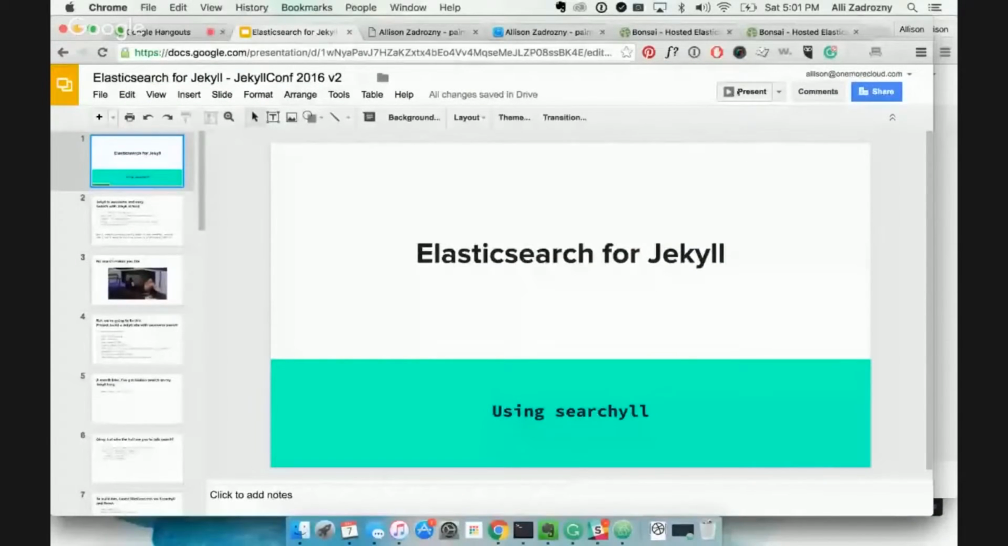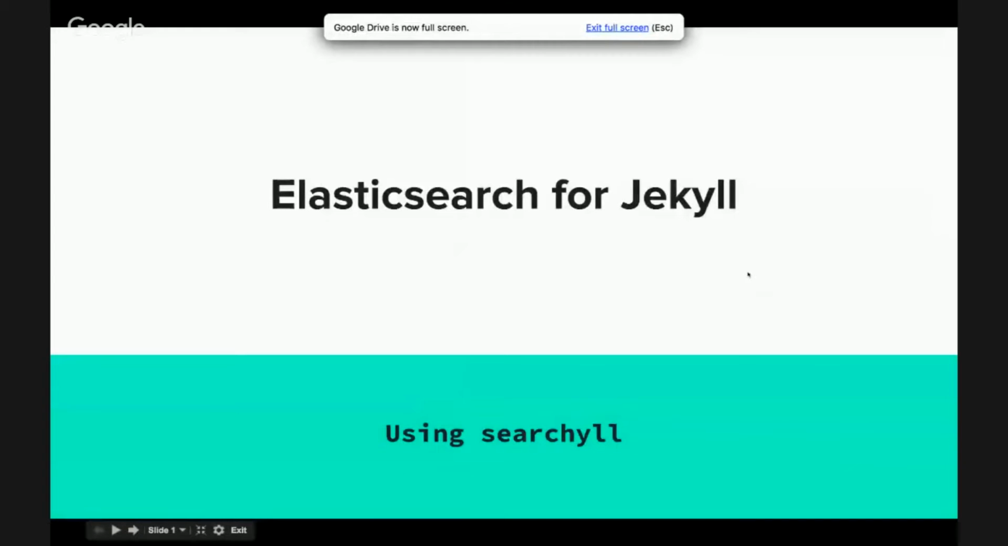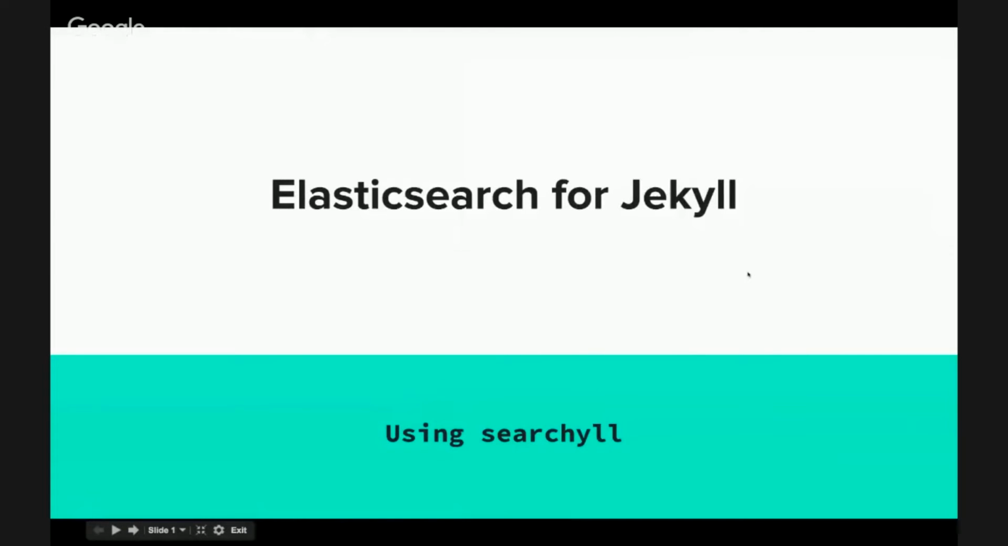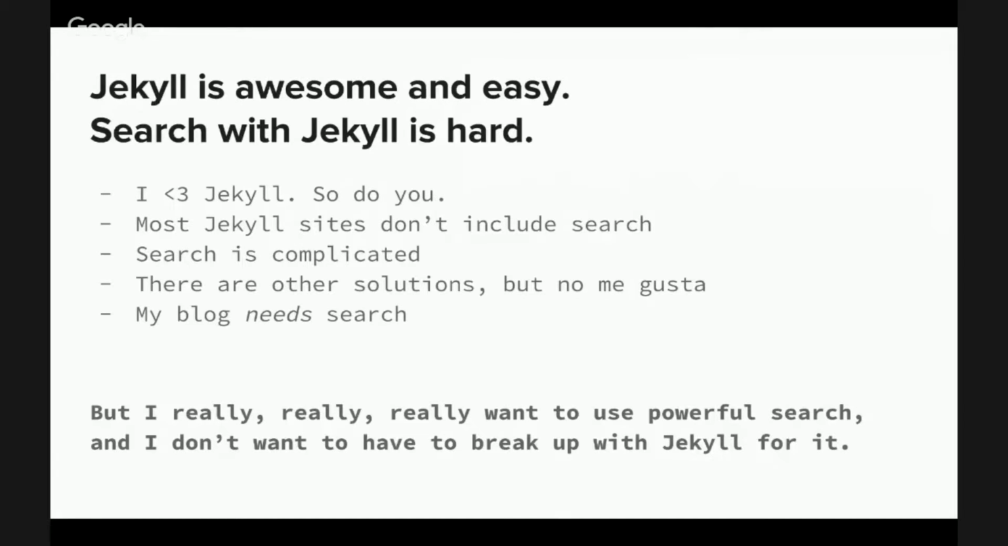I'm speaking about how to use Elasticsearch for your Jekyll site, and we're going to jump right into it. So I'm going to set up my screen share here. All right. Elasticsearch for Jekyll. The main way we're going to be doing this is using a new gem that we created at One More Cloud called Searchel. And I just want to talk a bit about the problem that a lot of us that love Jekyll and use it have. I use it for my own personal blog, and we use it for our company blog.